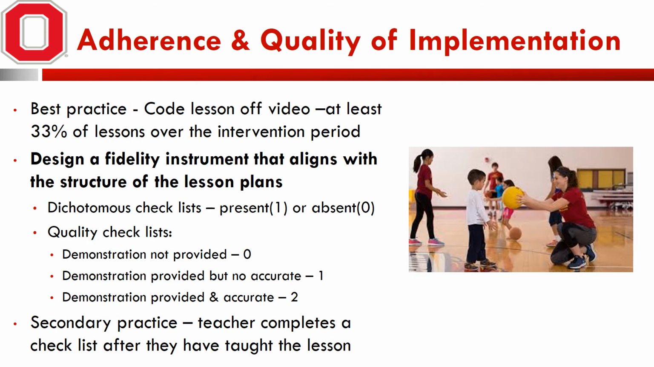And then we videotaped all of the lesson plans and coded these core elements off the videotape using our fidelity instrument. We either used a dichotomous checklist, such as present or absent, or a quality checklist that looked at the extent to which something was done. If you're not able to videotape lessons, a secondary practice in this area would be to have the teacher complete a checklist after they have taught the lesson to ensure that they are delivering the elements that are necessary.